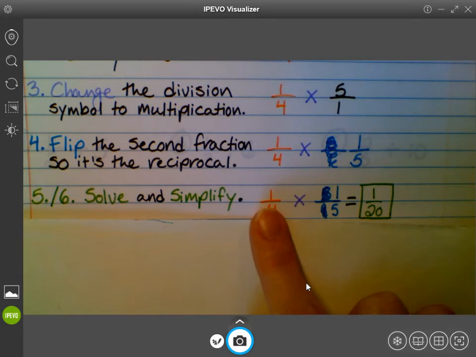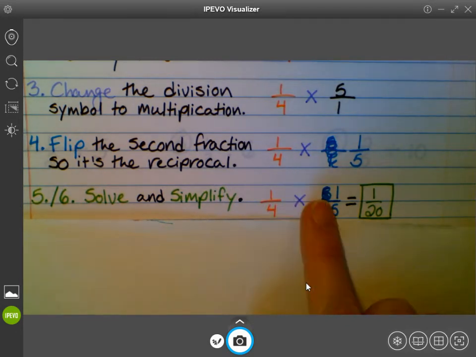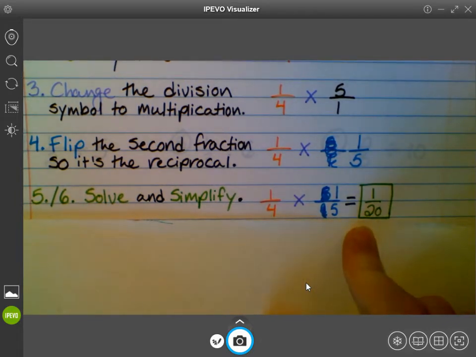So, multiplying fractions, we multiply the two numerators together. 1 times 1 gets me 1. Then the two denominators together, 4 times 5 gets me 20. And 1/20th, we can't simplify anymore. So my answer is 1/20th.